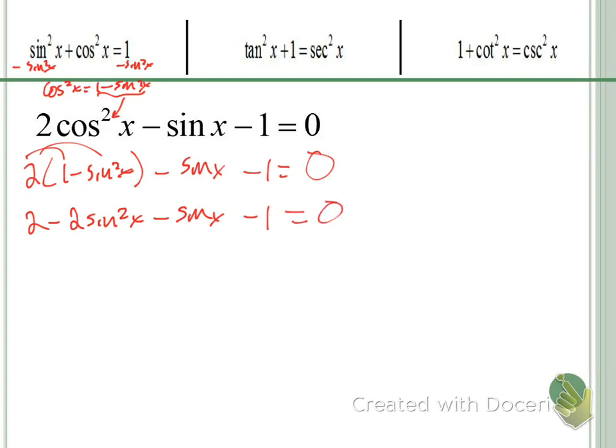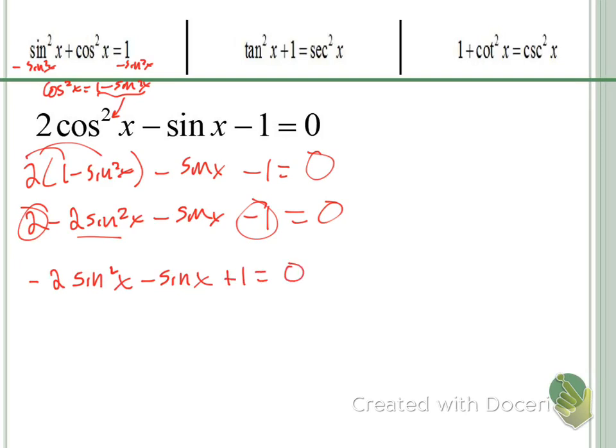Now, the equation's equal to 0, but it's not quite in standard form. I want this sine squared to be first. So go negative 2 sine squared x. Then I need the sine to come next. And then I'm going to combine these two like terms. 2 minus 1 is positive 1, so I'm going to move it to the end.